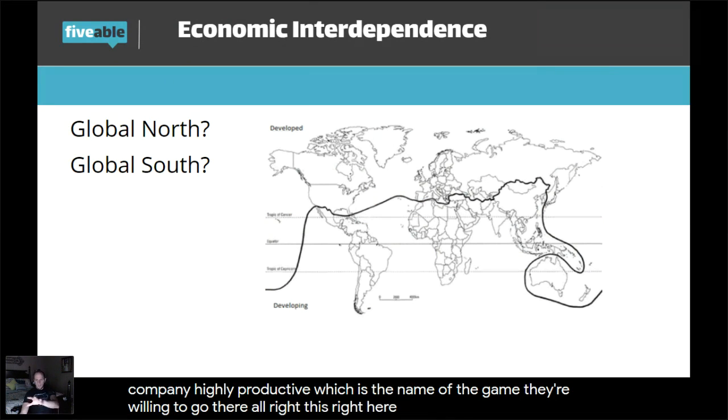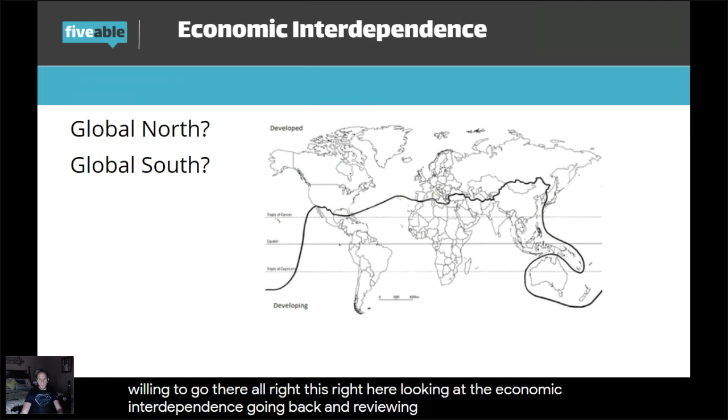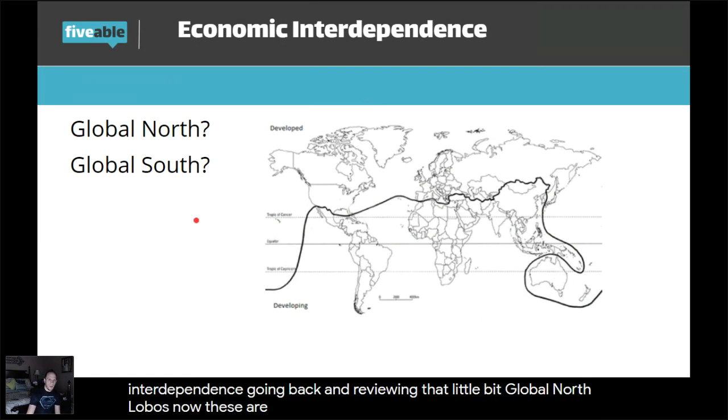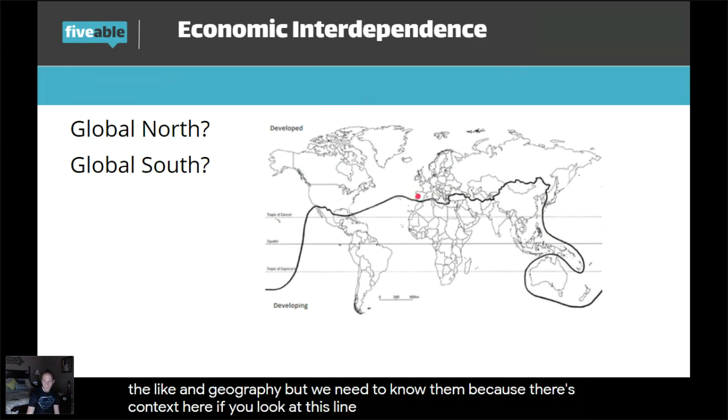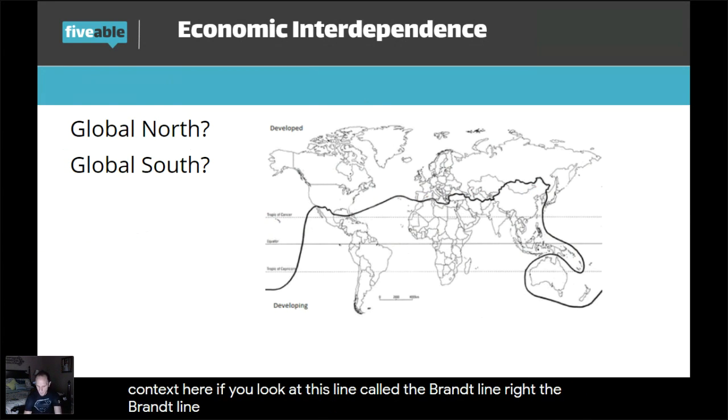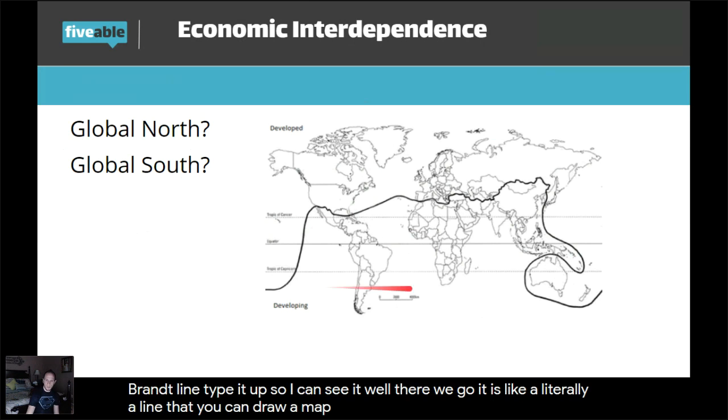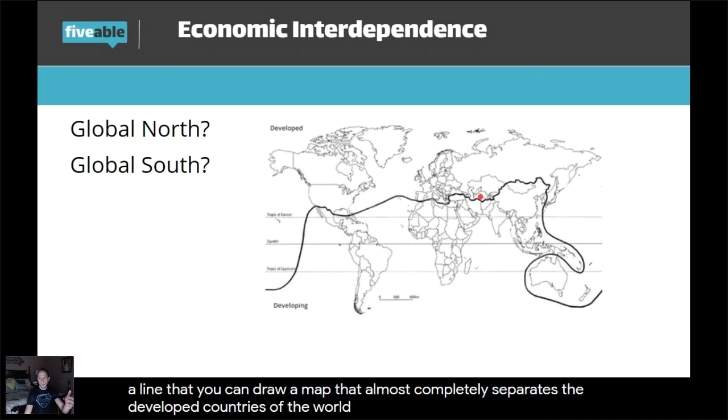This right here, looking at the economic interdependence, going back and reviewing that a little bit. Global North, Global South, these by the way are terms that we don't really like in geography, but we need to know them because there's context here. If you look at this line called the Brandt line, it is literally a line that you can draw on a map that almost completely separates the developed countries of the world from the undeveloped countries of the world.